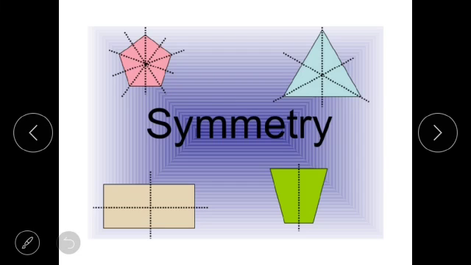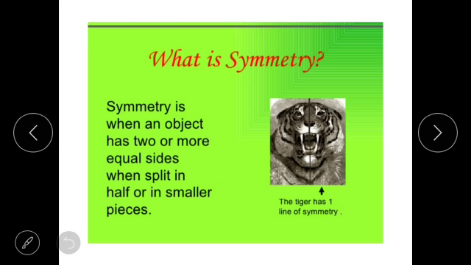This is a chapter that comes under your term second syllabus, and in this chapter we will discuss what is symmetry, line symmetry, and we will also discuss rotational symmetry, and the order of rotational symmetry. Now starting with the definition of symmetry.